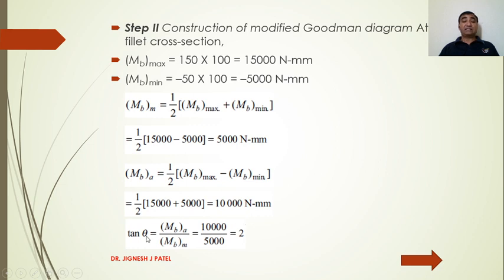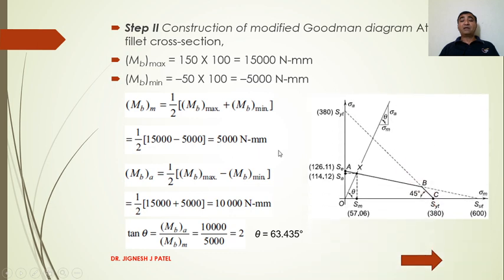Now value of theta. So tan theta is equal to MBA upon MBM. So tan theta is equal to 2. Therefore theta is equal to tan inverse 2. So the value of theta you will get is 63.435 degree.